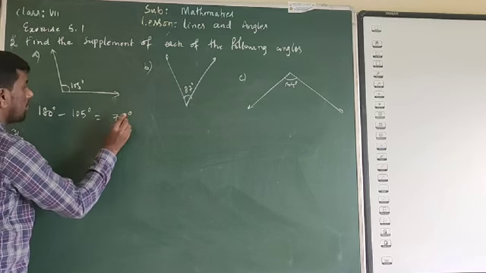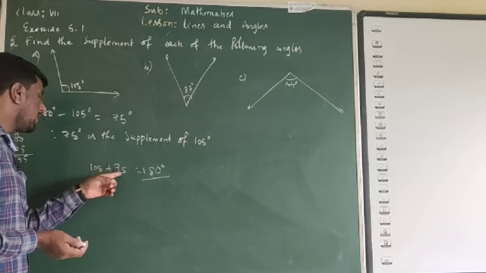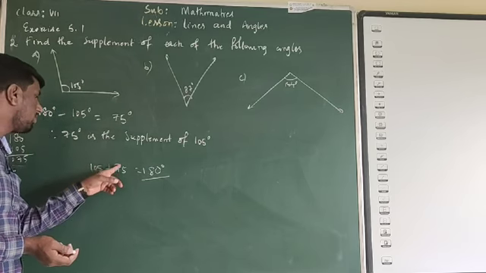Therefore, 75 degrees is the supplement of 105 degrees. So to find the supplement, just subtract from 180 degrees. Now add these two angles: 75 plus 105. 5 plus 5 is 10, 1 remains, 7 plus 1 is 8. So we are getting 180 degrees. So the sum of these two angles is 180 degrees. Therefore 105 and 75 degrees are supplementary angles. So 75 is a supplement of 105, and 105 is a supplement of 75.